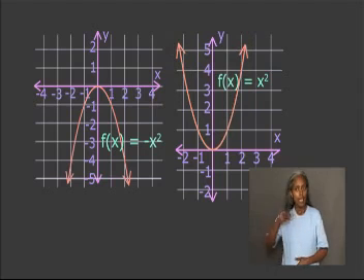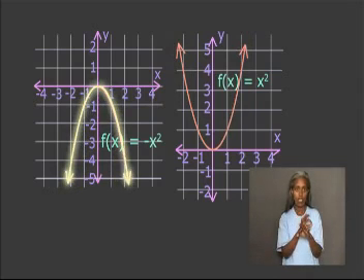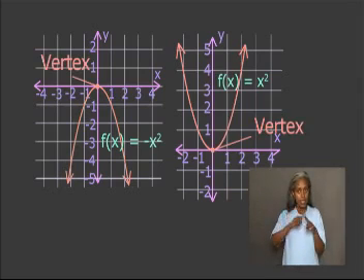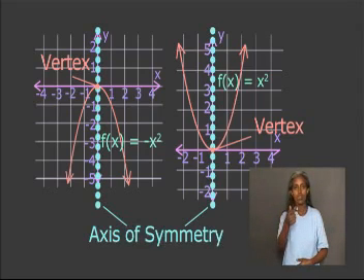Another point to note is that the graphs of quadratic functions are symmetrical. Also, there is a turning point on the graphs. The turning point is called the vertex of the parabola. The vertical line that passes through the vertex is called the axis of symmetry. Let us practice drawing some more graphs of quadratic functions.